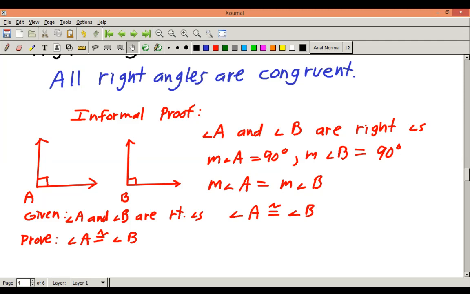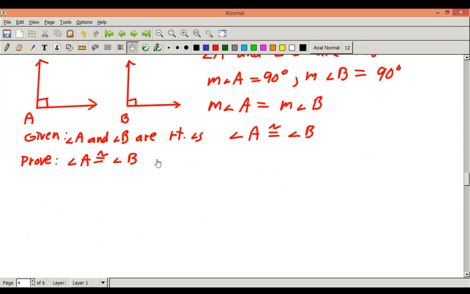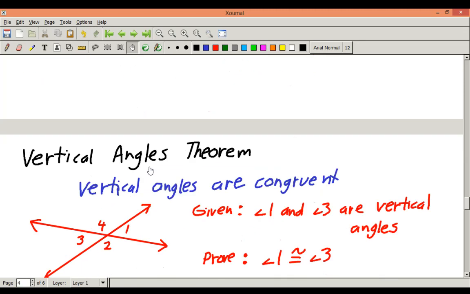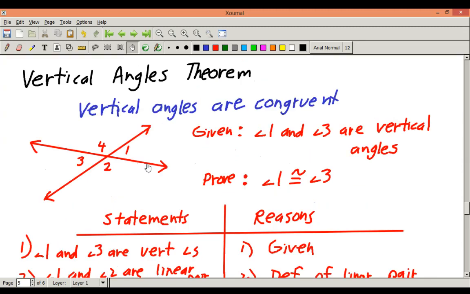And once we know that the measure of angle A is equal to the measure of angle B, then we can say that angle A is congruent to angle B. And that's what we tried to prove. So we just proved the statement, all right angles are congruent. Or another way to say it, again, as a conditional, if 2 angles are right angles, then they are congruent. Okay, I think there's 2 more to do today. I am going kind of fast here, but you can always replay the video, right?